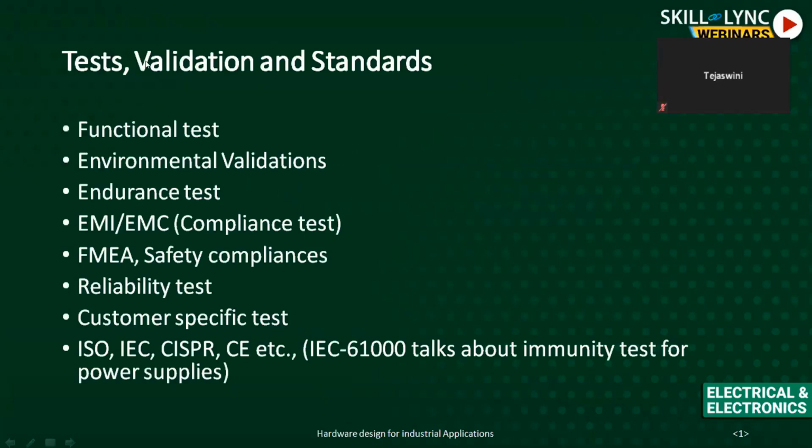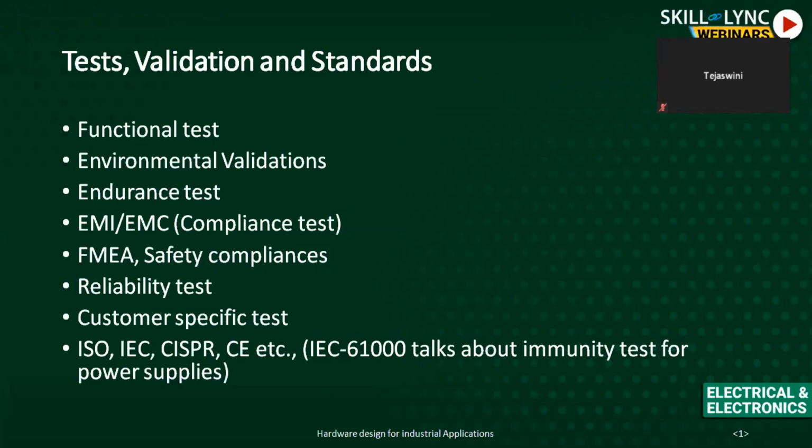It is through tests, validation, and standards. There are different types of tests and validations. These tests are sometimes defined by the customers or sometimes given in the standards. Normally, while designing the product itself, we consider the standards and then we do the product. Some of the tests are functional tests and environmental validations.